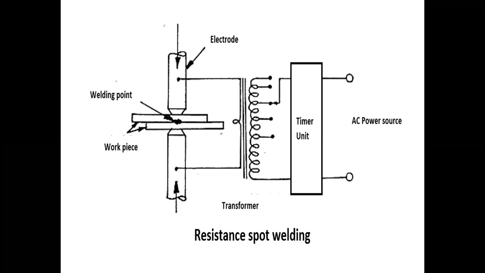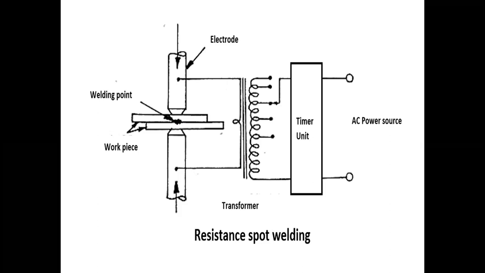So whenever this spot is created, high current flows through it. In this spot area between the two plates, it reaches the plastic stage, or you may say the fusion stage. At this moment the metal just tends to melt, not clearly melt, just tends to melt.